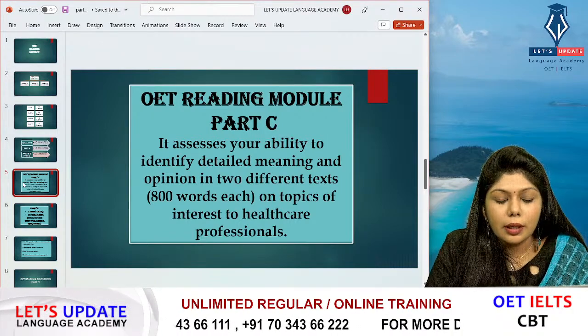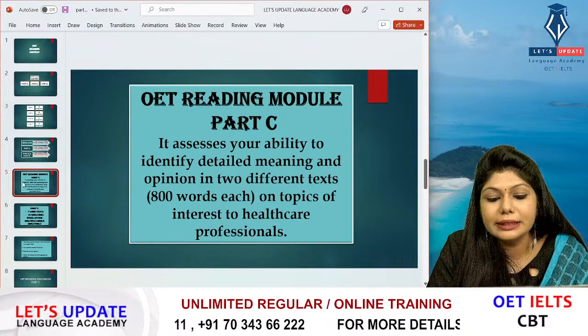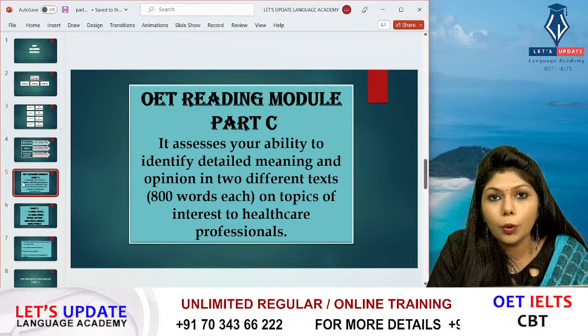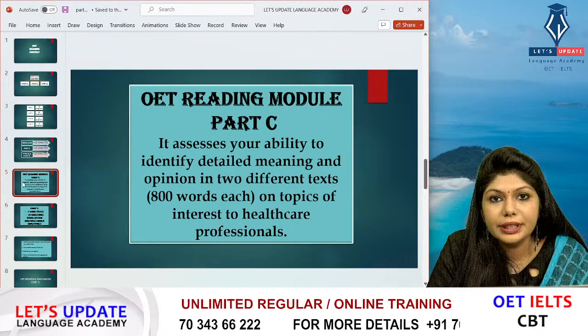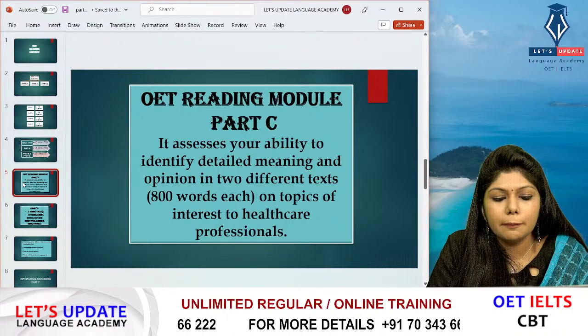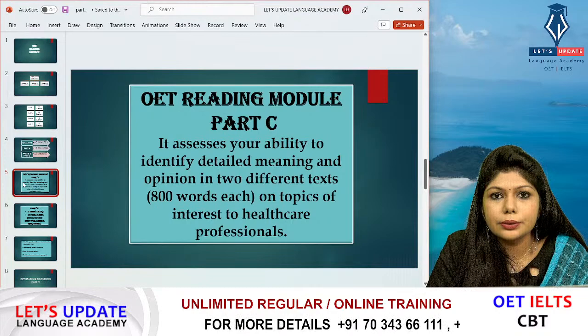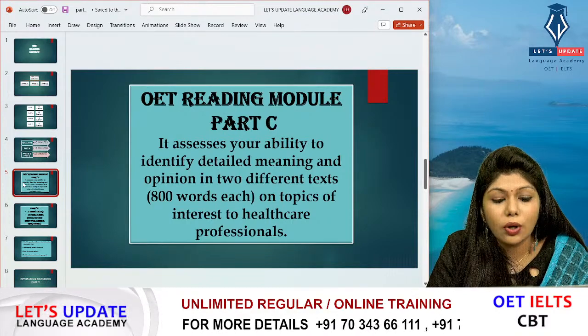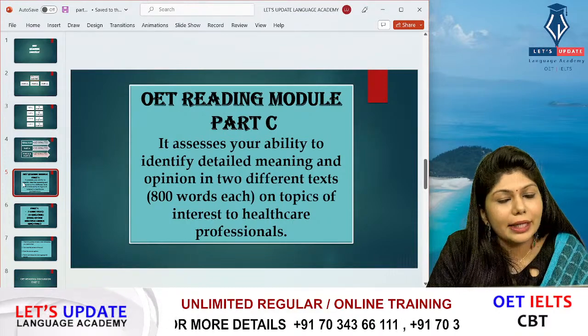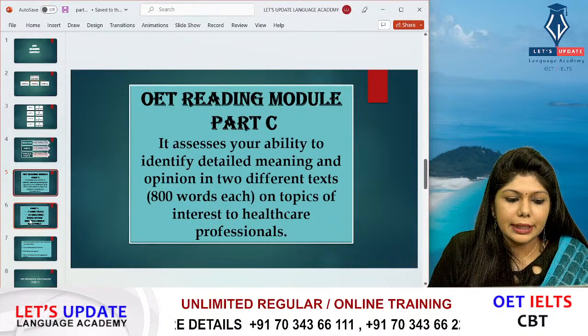So part C basically assesses your ability to identify the details, meaning and opinion in two different sets of text. Each text will be about 800 words each, and it will be based on a topic of interest to healthcare. So it will be a healthcare related topic in general.